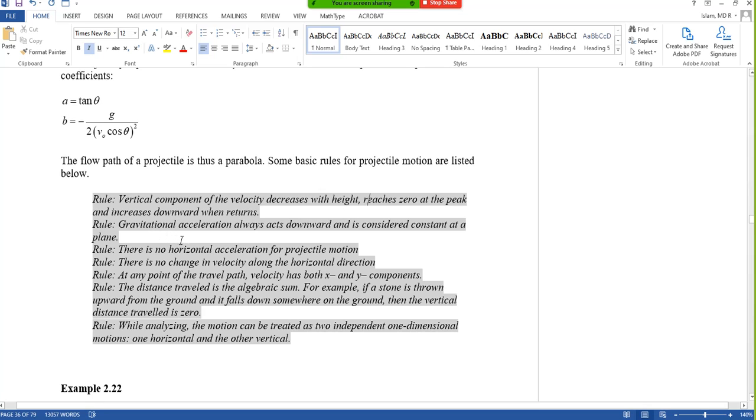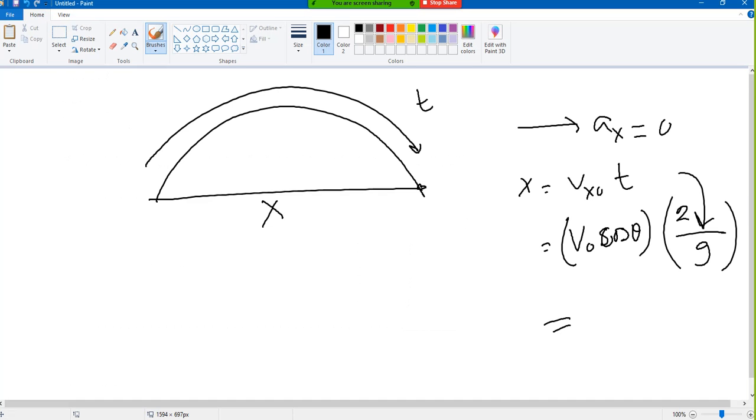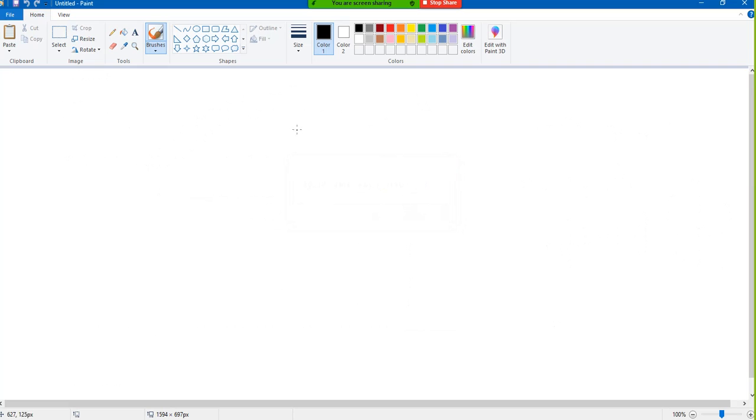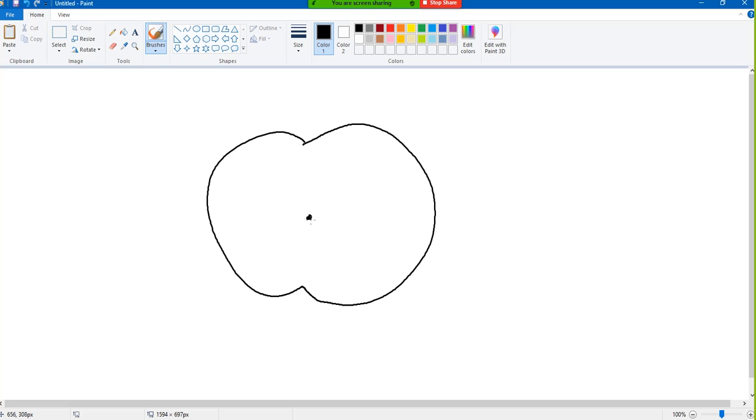Rule number 2, gravitational acceleration always acts downward and is considered constant at a place. It is constant at a place, but it is not always the same. Why not always the same? If I draw our earth, maybe not exactly this, our earth is like this. So here my distance is very high. When gravity pulls me, g will be less here because the distance is high. At this point my distance is less, say r prime, so g will increase here. That is why the value of g changes.